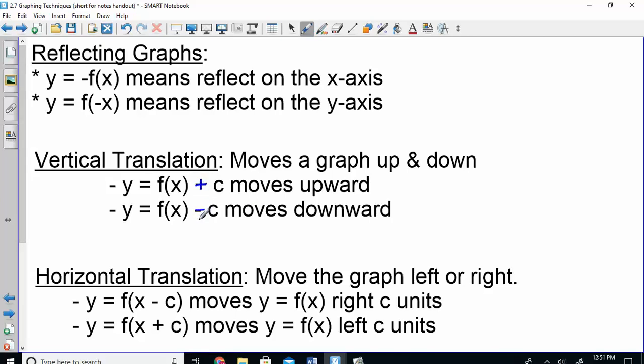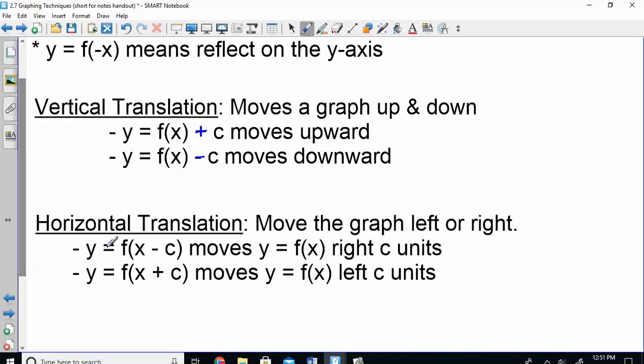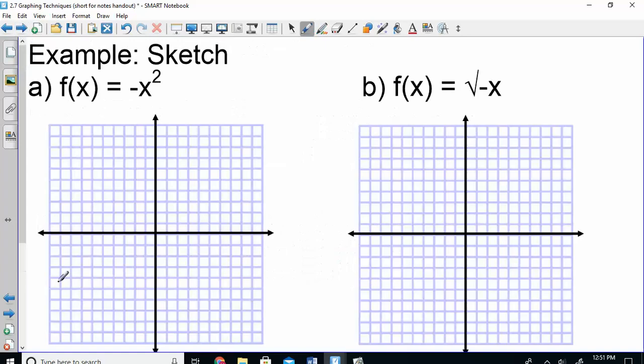Moving up and down, that's when you add or subtract something on the outside. Outside changes y and it does what you think. So if you add, it goes up, subtract, it goes down. Inside is x, and it does the opposite. So subtracting moves it in the positive direction. Adding moves it in the negative direction. So I want to just keep practicing these transformations.